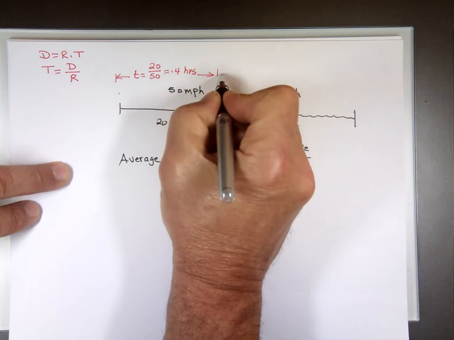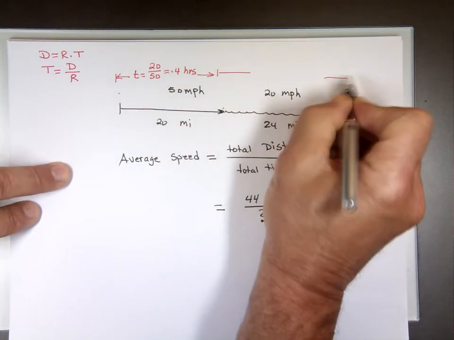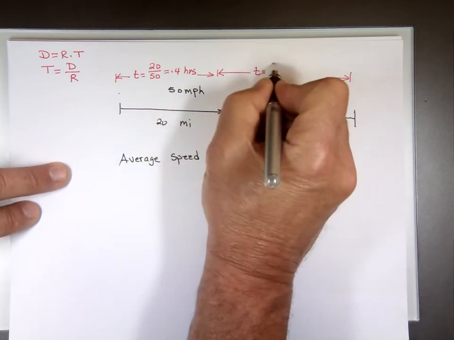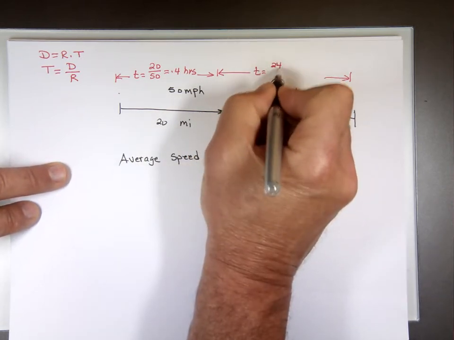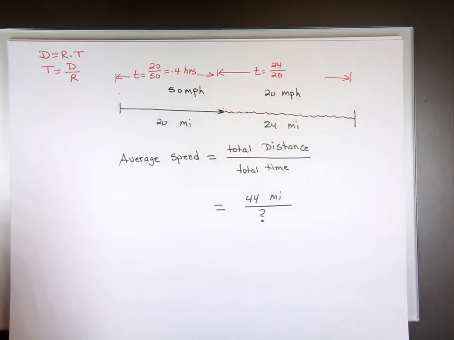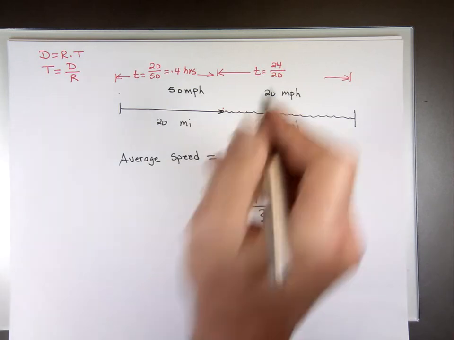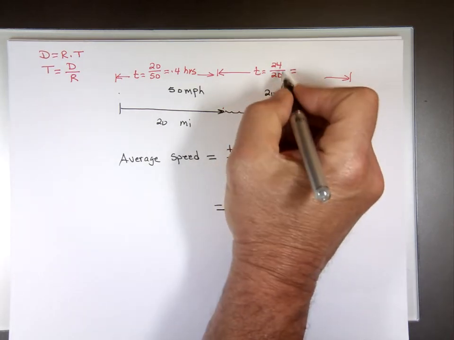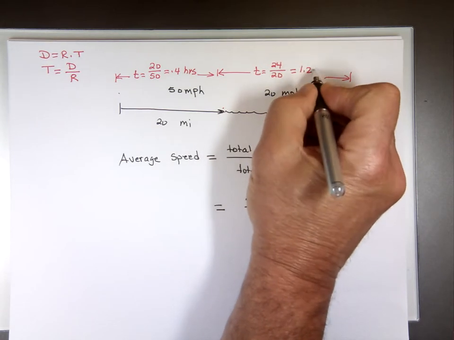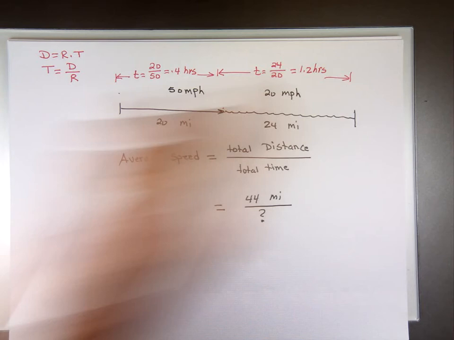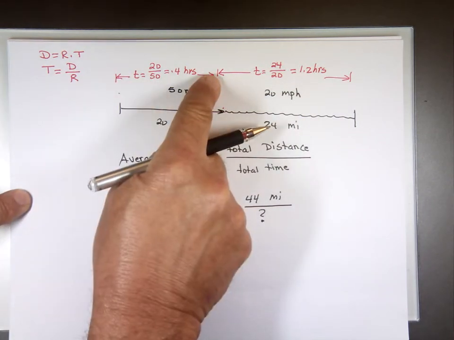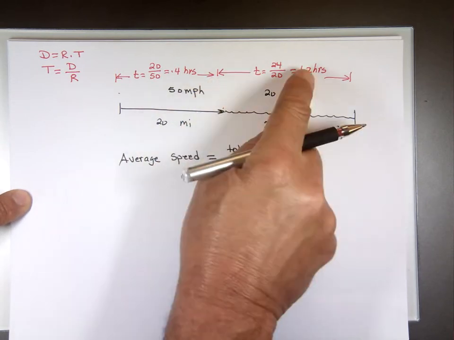What about the time to go from here to here? It's the distance traveled, 24, divided by 20. Is that a 1.2? You can try the math. Is it? So it took me 0.4 hours to go from here to there. It took me 1.2 hours to go from here to there.